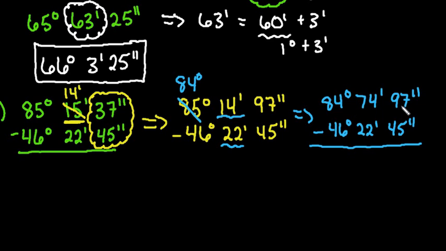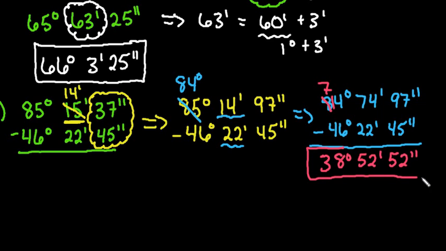Okay, so if I subtract this out, 97 minus 45 gives me 52. 74 minus 22 gives me 52. And the 84 minus 46, again, you have to borrow here in case you forgot how to do this. So I would do the 14 minus 6, which gives me the 8. And if I subtract the 7 minus the 4, we get 38. So our final answer would be 38 degrees, 52 minutes, and 52 seconds.